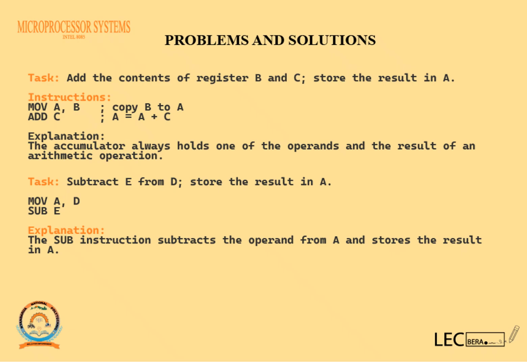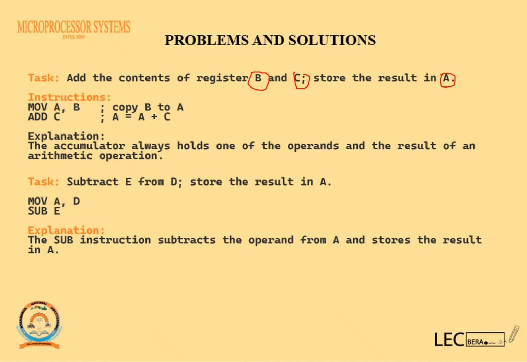So you can also be given a problem to add two numbers which are stored in different memory locations or registers. For example, here we are supposed to add the contents of register B and what? C, and store the result in A. It means that after executing this addition of the two numbers found in registers B and C, you leave the answer inside A.